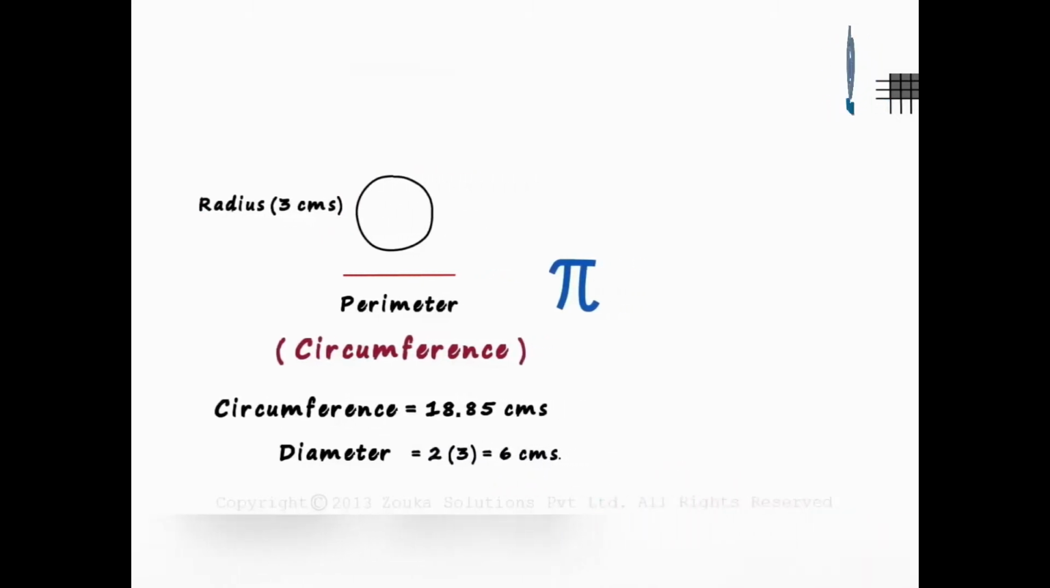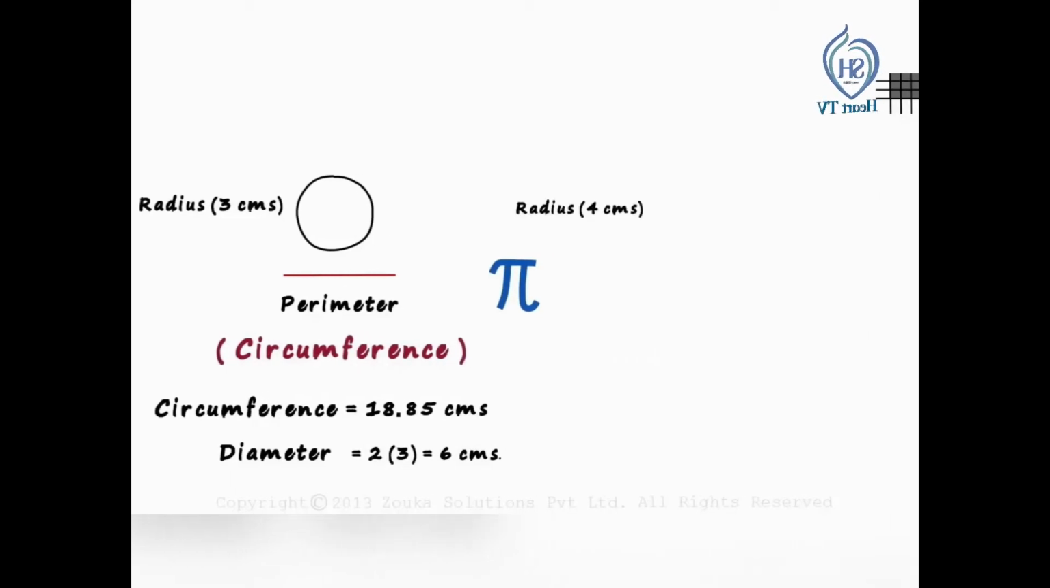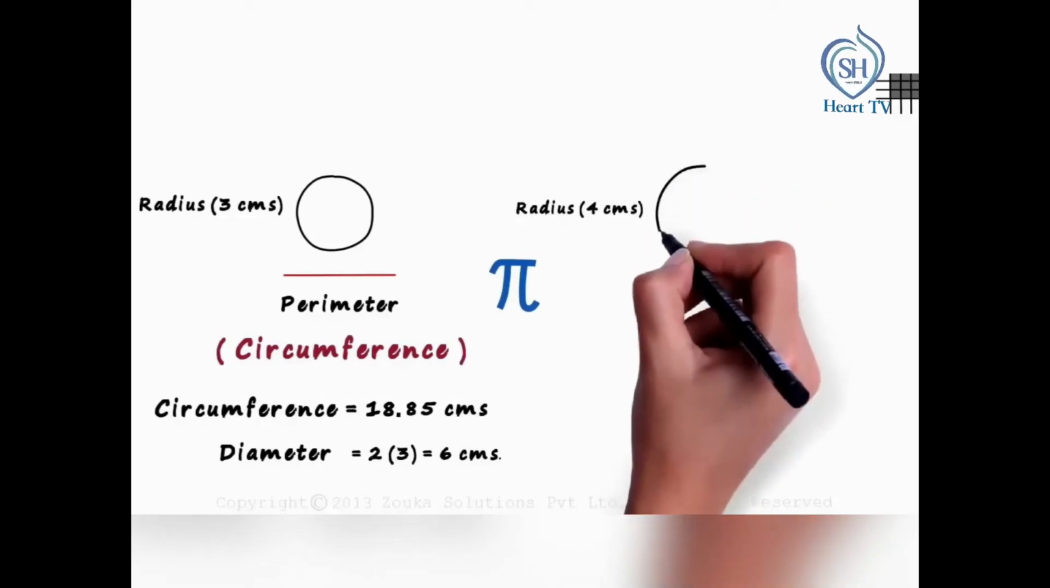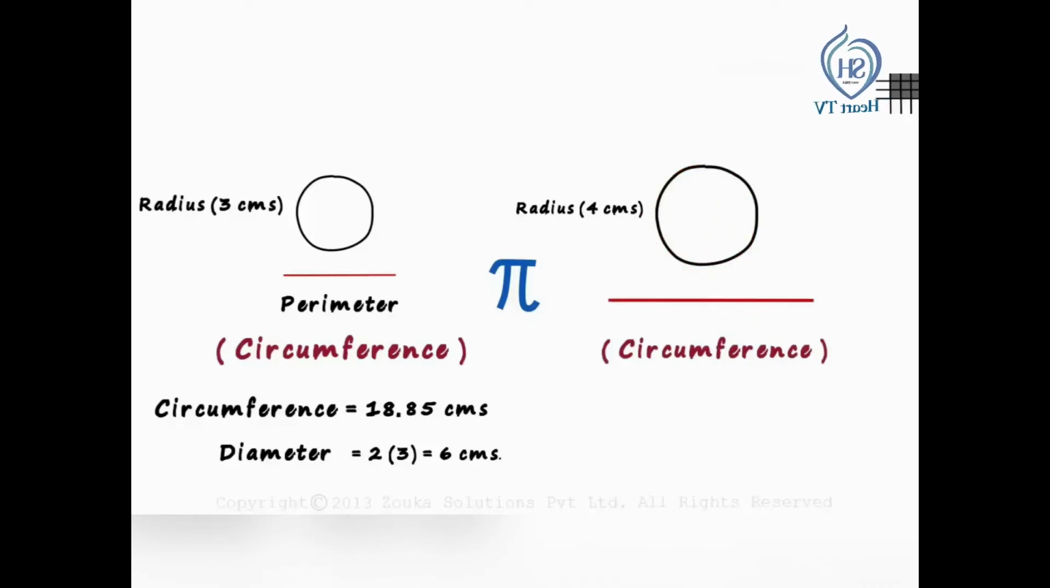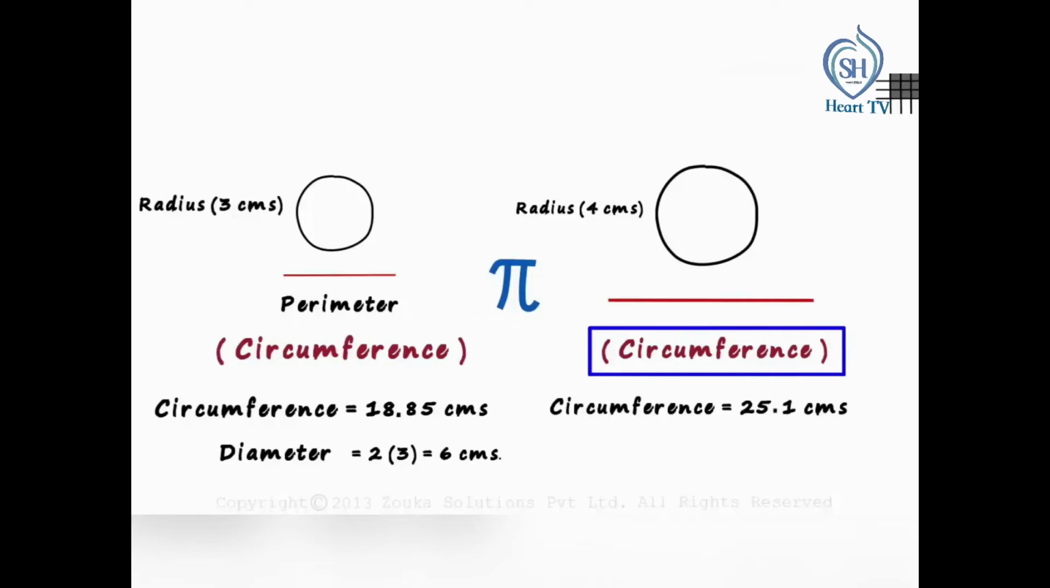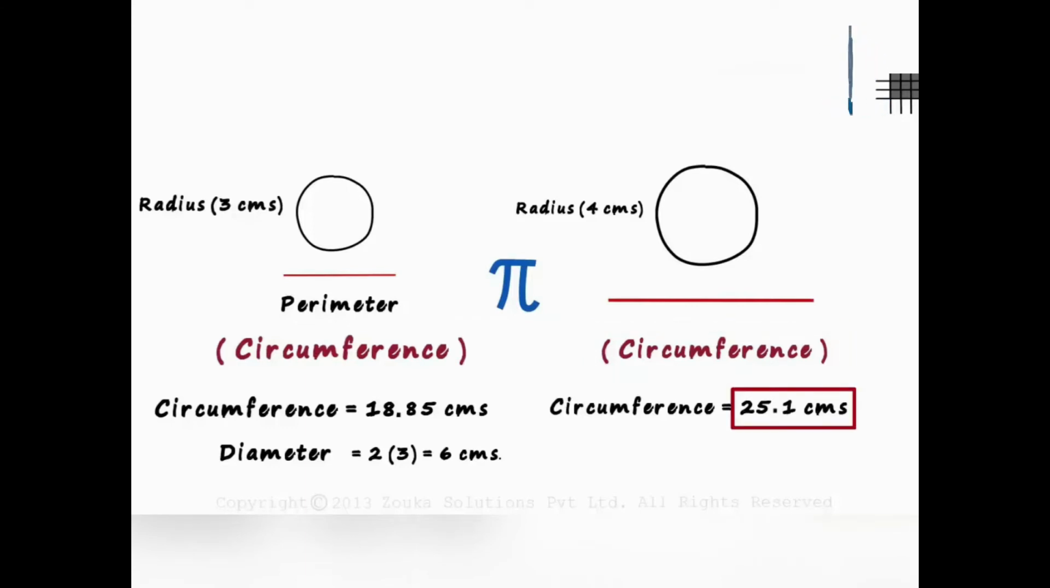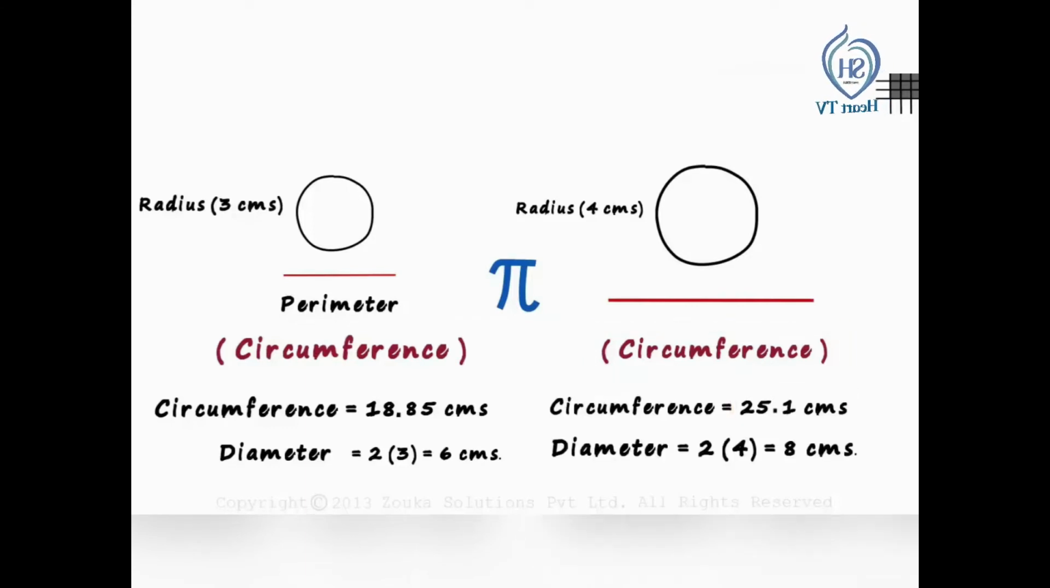Now, we have been asked to draw a circle of radius 4 centimeters. It will be slightly bigger than the previous one. This red boundary will be the circumference. This time too, we measure the circumference. For this circle, we get the circumference as 25.1 centimeters. And the diameter will be twice its radius, which equals 8 centimeters.